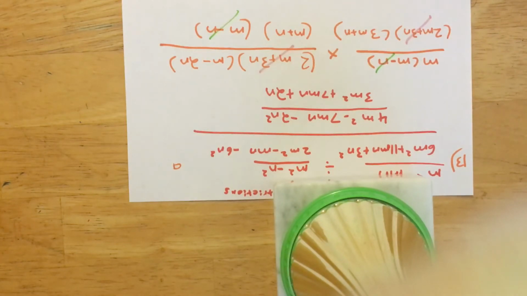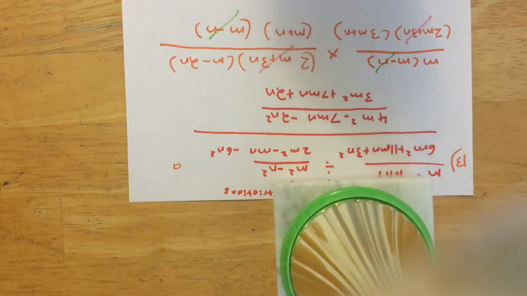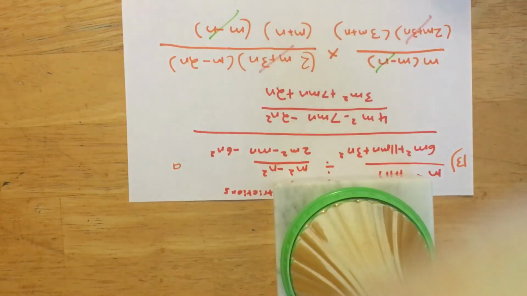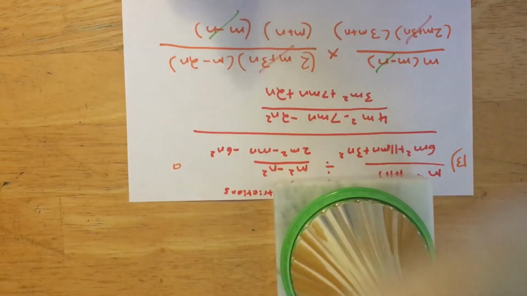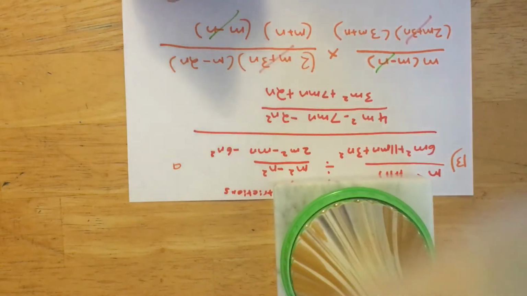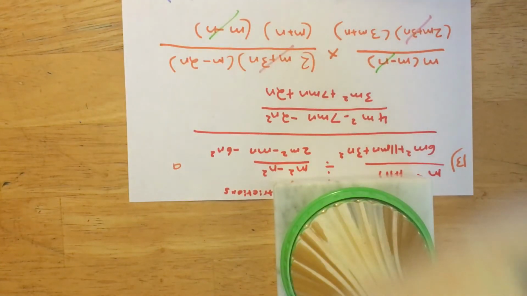And now what you're going to do is multiply them. So the product: the product of m and m minus 2n is m times m minus 2n. I'm not going to FOIL that. And then 3m plus n and m plus n. Not going to FOIL that either. It's just going to be m plus n.